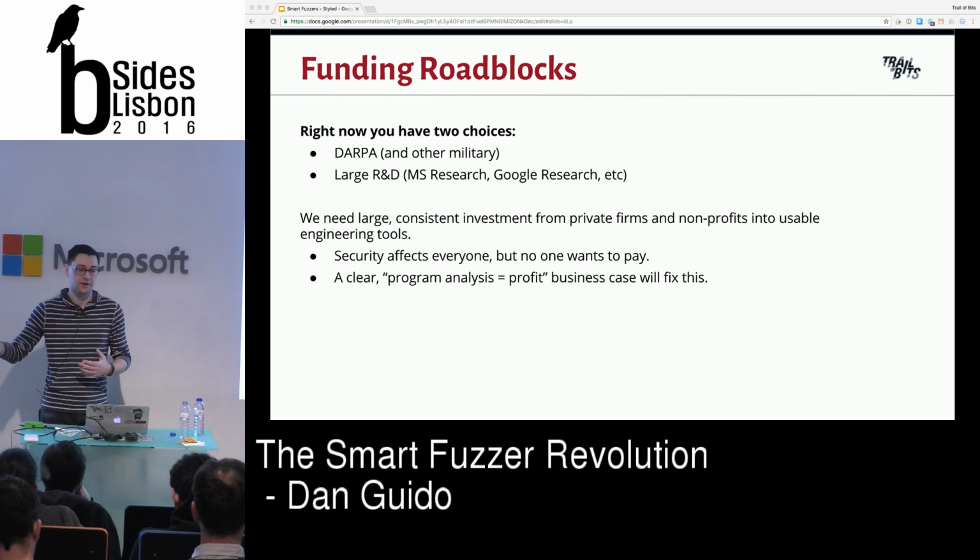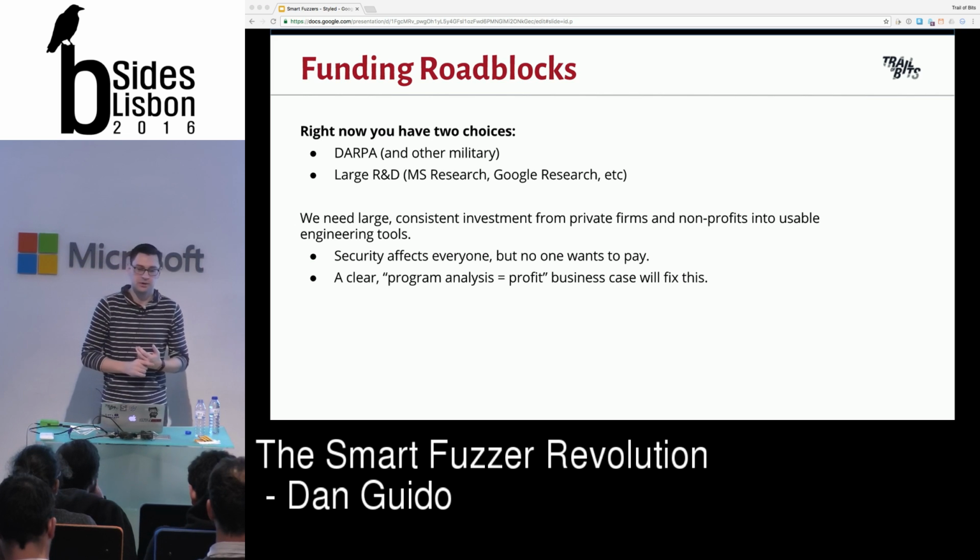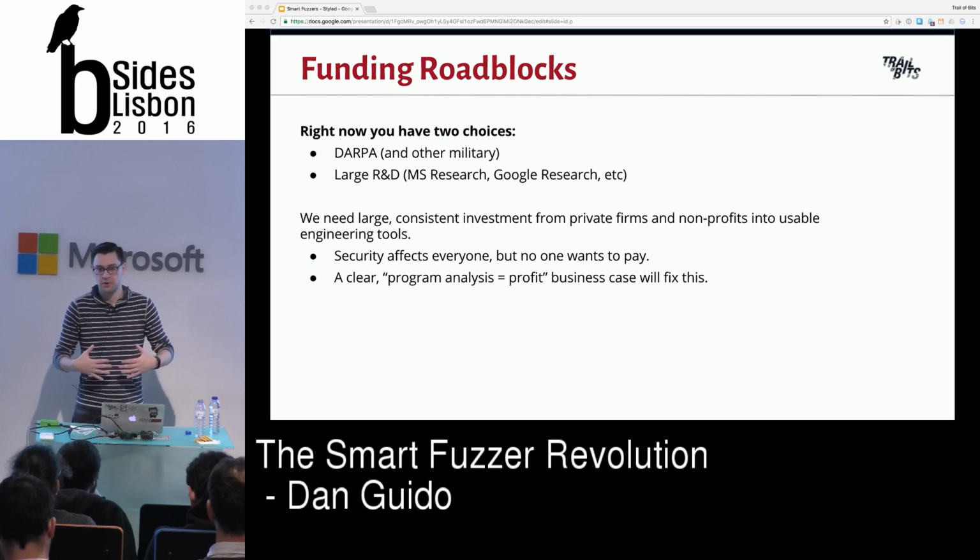So that's really a national security concern, and they care immensely about finding and rooting out all of those bugs with automated means. So they'll give you money for it. Large R&D shops might give you money for it. Google might give you money for it. Microsoft might give you money for it, but they'll probably keep it all internal.